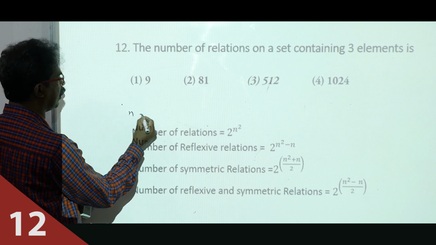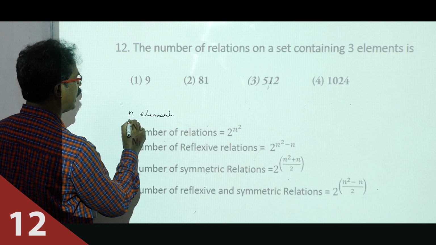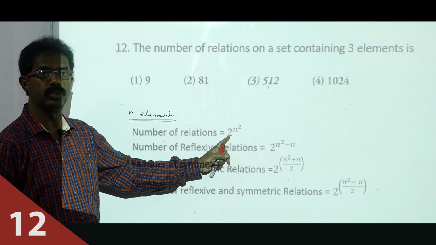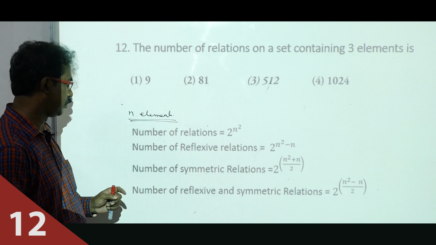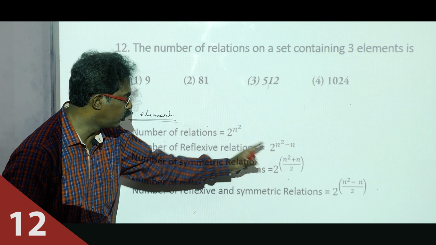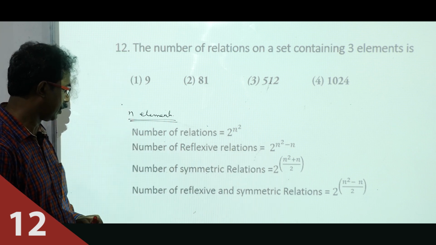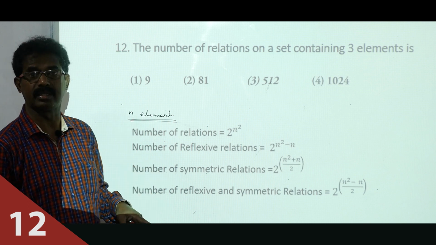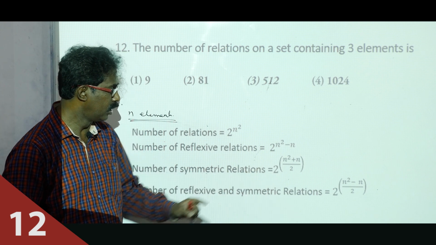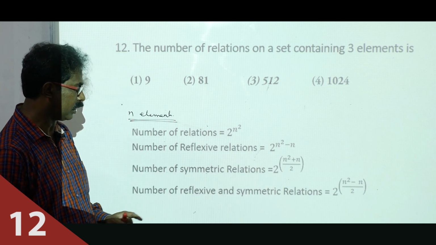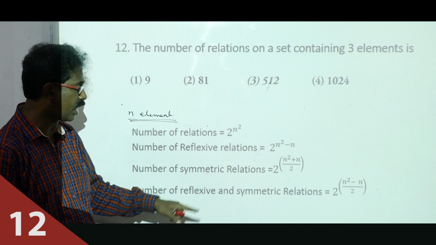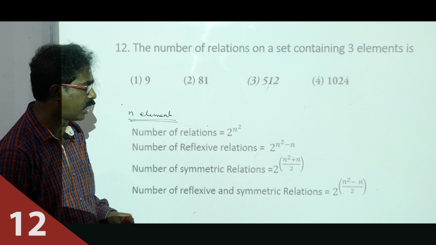Suppose n elements are given, then how many relations can you form? 2 raised to n square relations you can form. Of them, how many are reflexive? The formula is 2 raised to n square minus n. The number of symmetric relations, if n elements are given, is 2 raised to n square plus n by 2 in the power. And the number of reflexive and symmetric relations is 2 raised to n square minus n by 2.